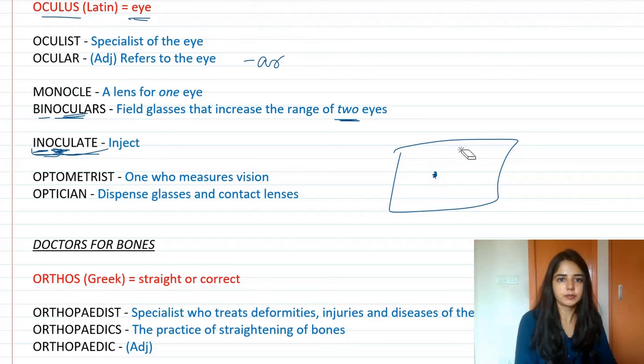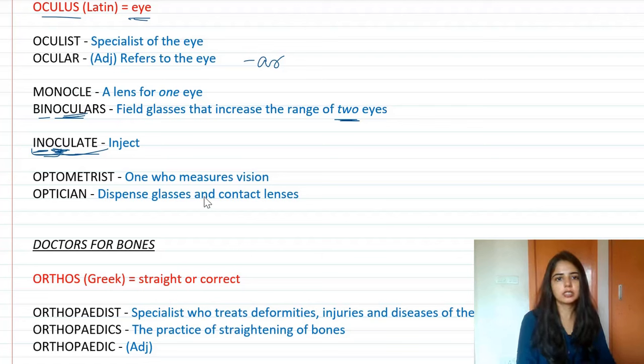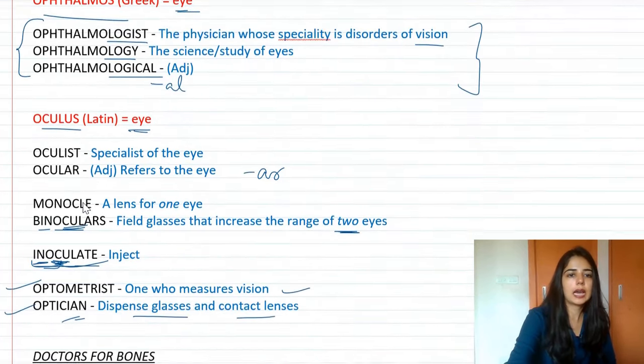Alright. Now optometrist. So optometrist is not someone who treats any disorders. They only measure vision. They only prescribe what number lenses you have to get, +3, -2.5, all these things. And the one who dispenses glasses and contact lenses is optician. So whenever you go to any store to buy contact lenses or glasses, they first measure your vision. The person who does that is optometrist, and then the one who sells contact lenses and glasses is optician. Okay, so these were the doctors for eyes.